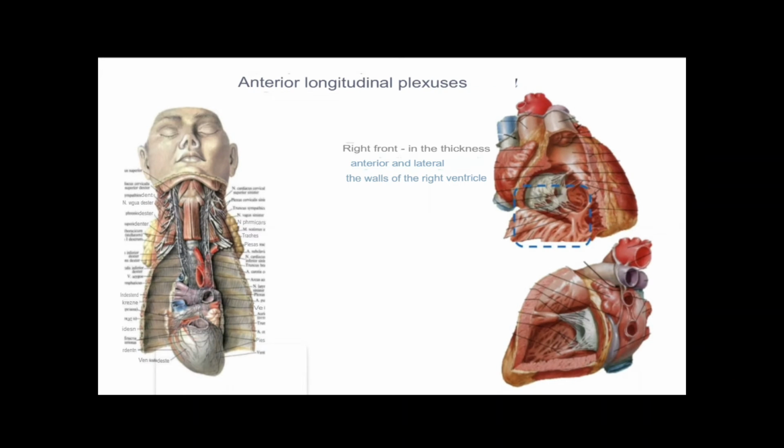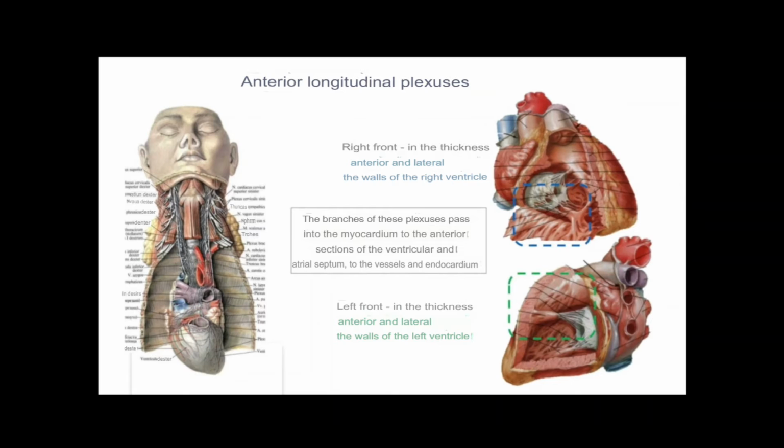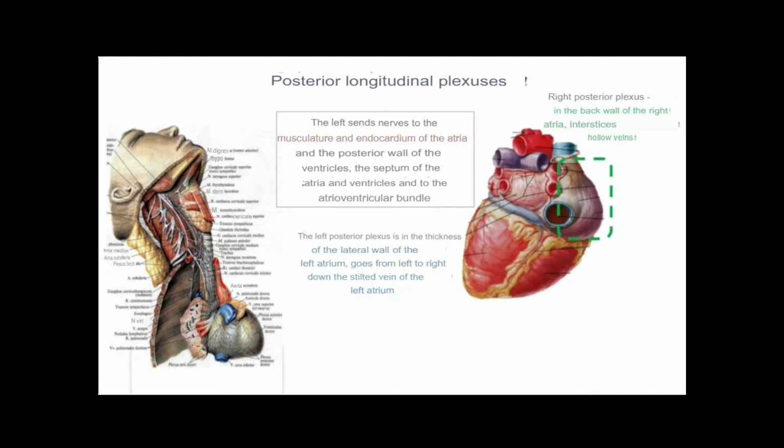The right anterior one is in the thickness of the anterior and lateral walls of the right ventricle, and the left anterior one is located in the thickness of the anterior and lateral walls of the left ventricle. The branches of these plexuses pass into the myocardium and the anterior section of the septum of the ventricles and atria, to the vessels and endocardium. The right posterior plexus is in the posterior wall of the right atrium between the orifices of the vena cava. The sinoatrial node of the cardiac conduction system is innervated from it.